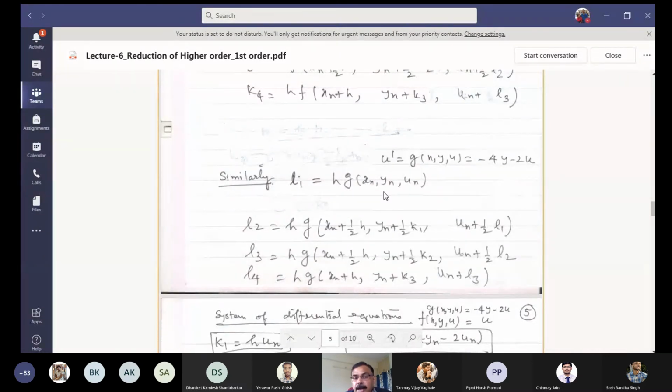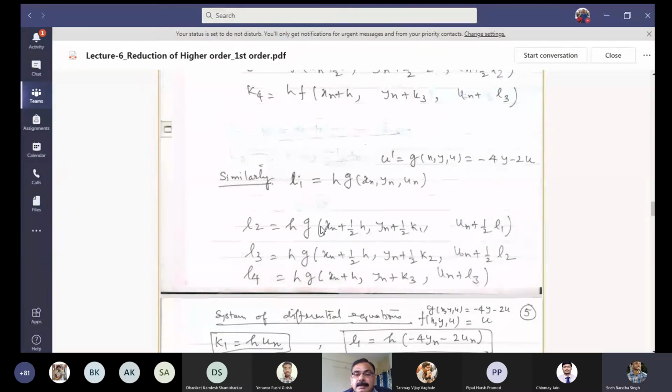Corresponding to your y, the slope was f, so it is written in terms of f. Now, L1 will be h times, and corresponding to u, the slope is your g, so it is written in terms of g. L1 will be h of g of xn, yn, un. And then L2 will be h of g of xn plus h by 2, yn plus k1 by 2, un plus L1 by 2, right? The only difference is that it is replaced by g, because the slope corresponding to your second equation u is your g. Is that right?